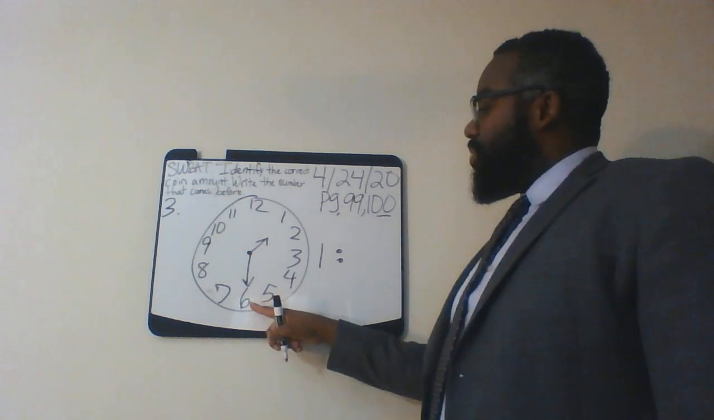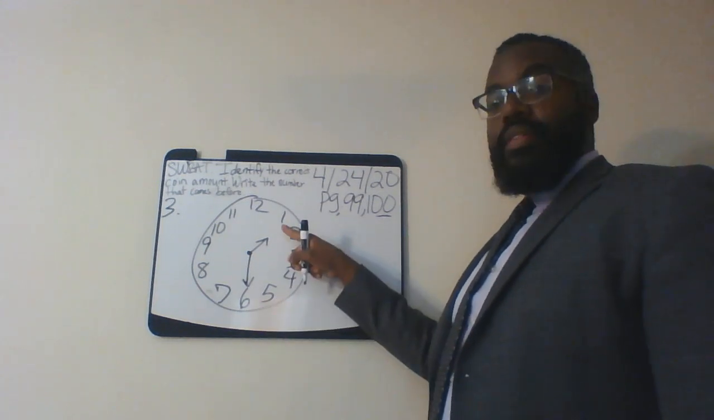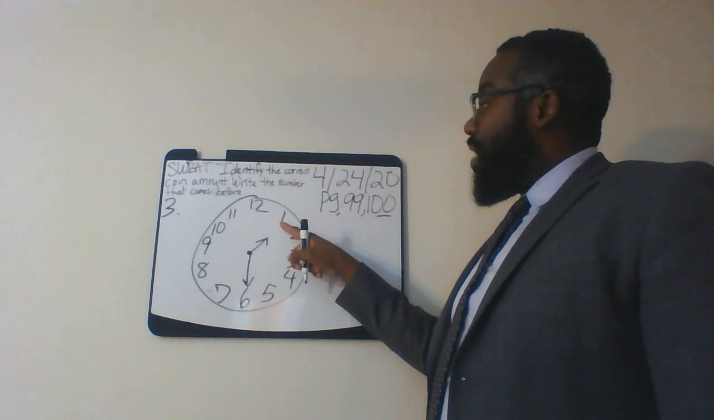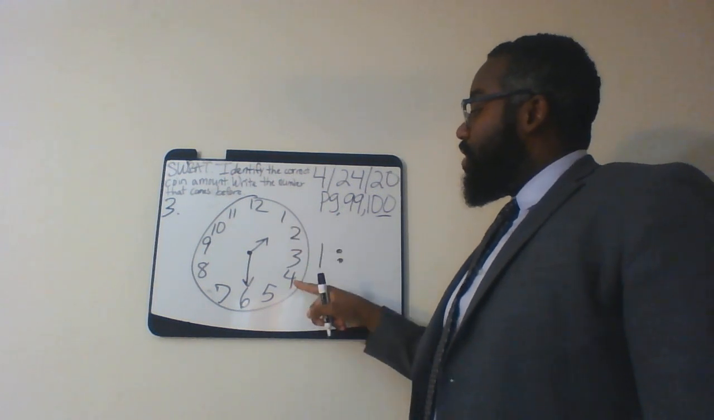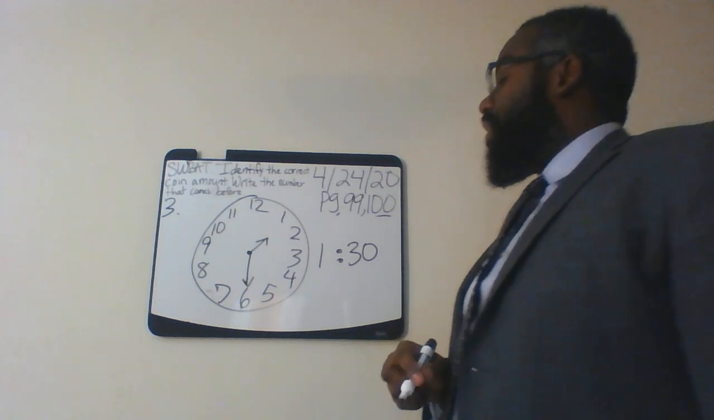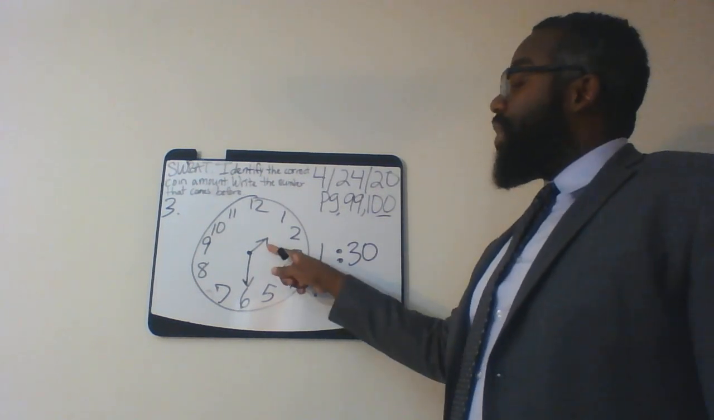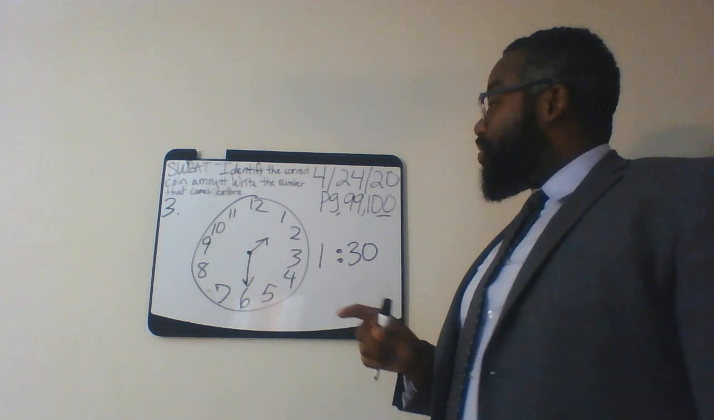Now, the minute hand's at 6, excuse me. So you start at 1, you count by 5. 5, 10, 15, 20, 25, 30. Awesome. So that current time is 1:30. So remember, it's that simple to basically figure out the time. First, look at the hour hand, and then you can go to the minute hand.